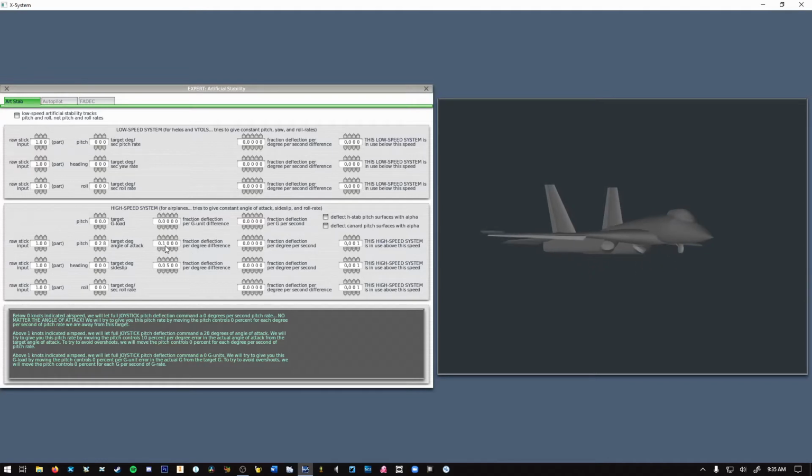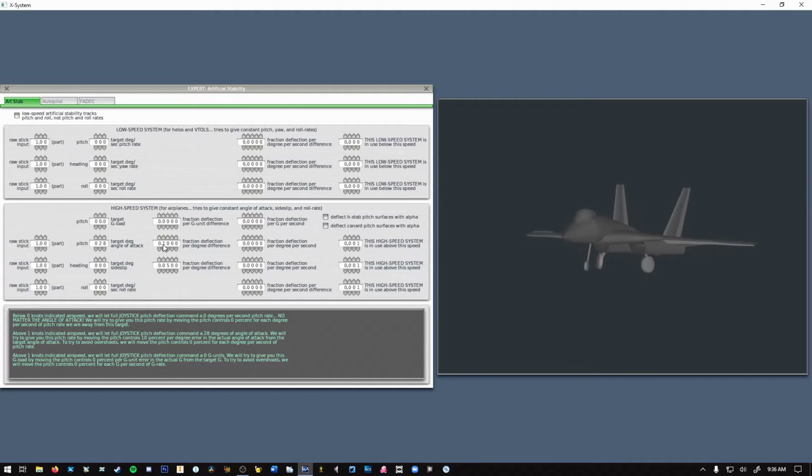Basically, what this number does is this determines how much X-Plane will correct the position of your flight controls to account for the difference in the aircraft's actual angle of attack and the angle of attack you have commanded based on your stick position.